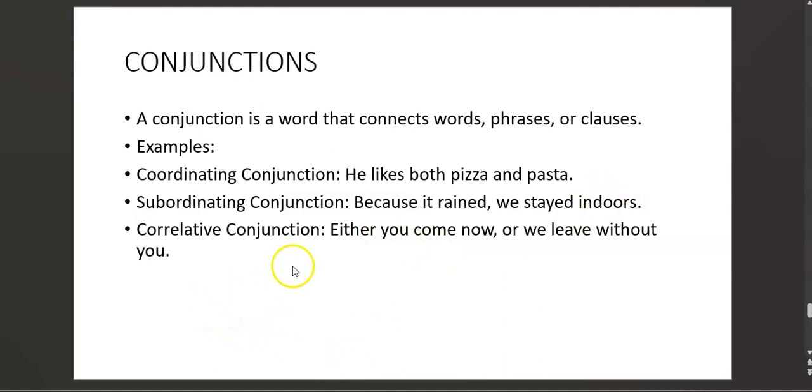We have correlative conjunctions. These correlative conjunctions go hand in hand. For example, either you come now or we leave without you. So either, or. So they work in twos. We have neither Moses nor Aaron went to school. Neither, nor. So we have either-or and neither-nor.